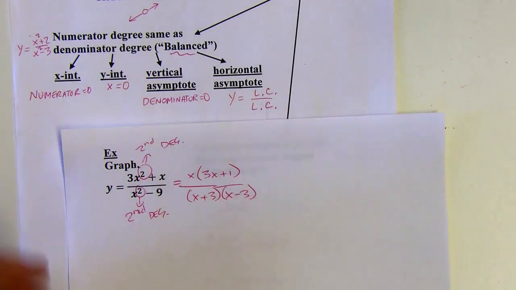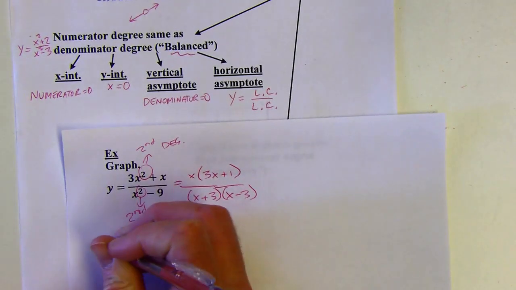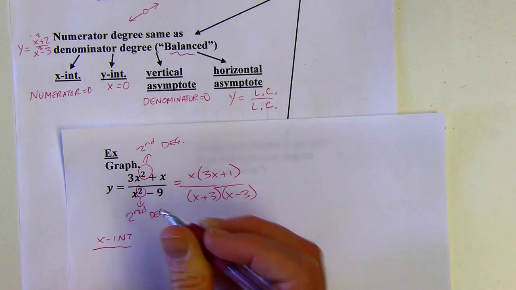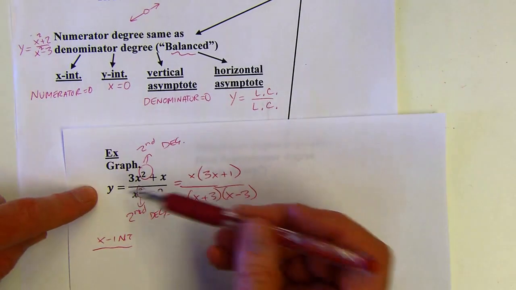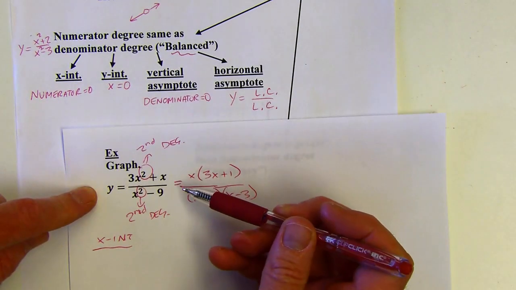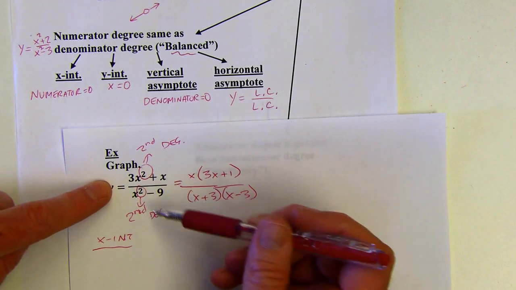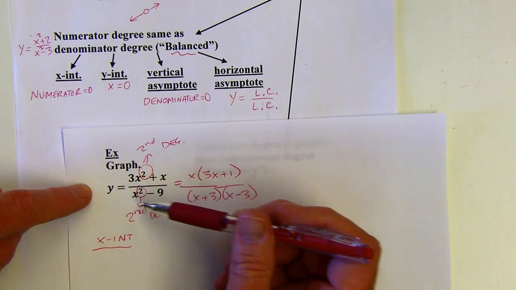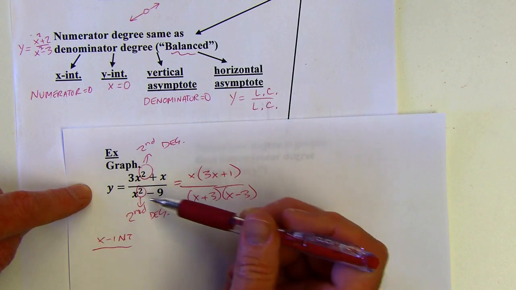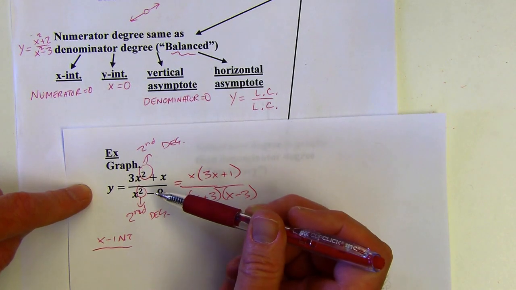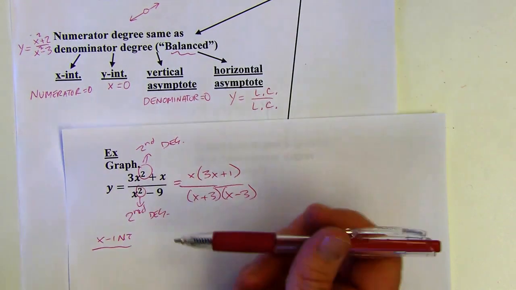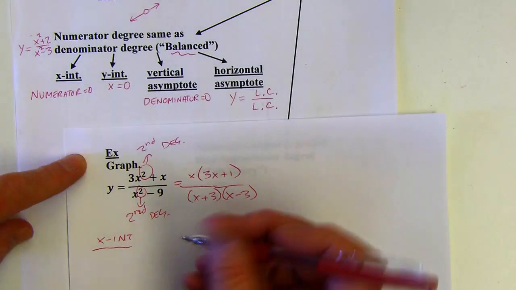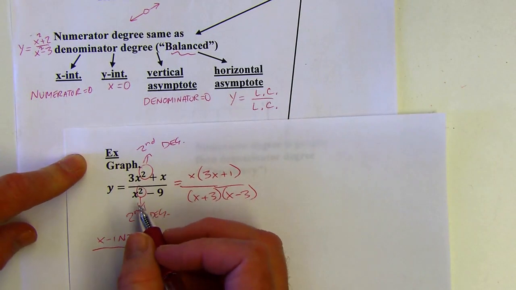I'll just go in this order. So the x-intercept, you can just plug in 0 for y, but then I'd have 0 equals this fraction, and the first thing I would do if I had 0 equals the fraction is I'd clear the fraction by multiplying both sides by x squared minus 9. And then 0 times x squared minus 9 is 0. And then I'd have 0 just equals the numerator. So it's just a little shortcut. You can just take the numerator and set it equal to 0.